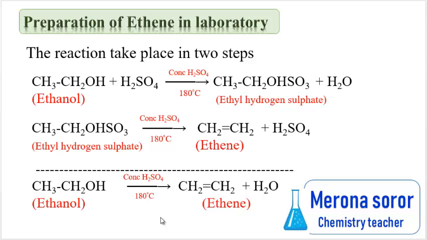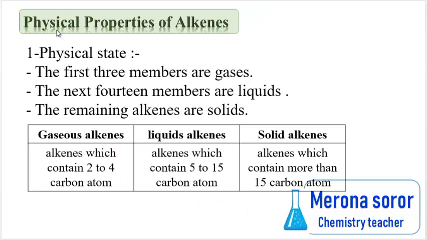By adding the two equations we get the net equation: CH3CH2OH, using concentrated sulfuric acid at 180 degrees Celsius, gives CH2=CH2 plus H2O. Physical properties of alkenes. The physical state. The first three members are gases. The next 14 members are liquids. The remaining alkenes are solids.